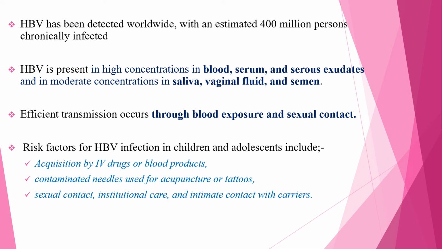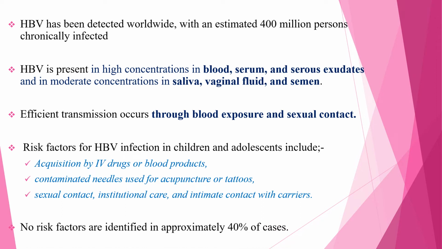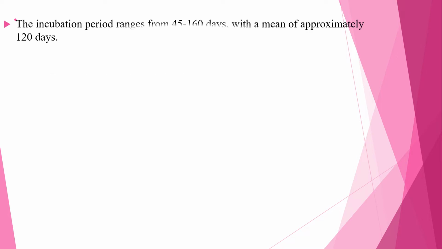Risk factors for hepatitis B virus infection in children and adolescents include acquisition by IV drugs or blood products, contaminated needles used for acupuncture or tattoos, sexual contact, institutional care, and intimate contact with carriers. No risk factors are identified in approximately 40% of cases. The incubation period ranges from 45 to 160 days, with a mean of approximately 120 days.